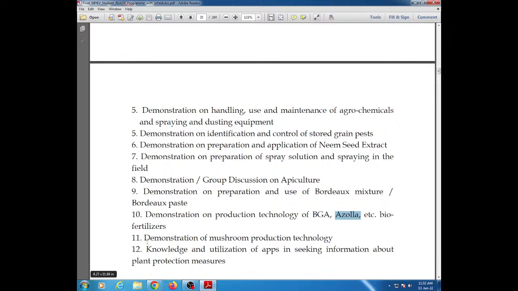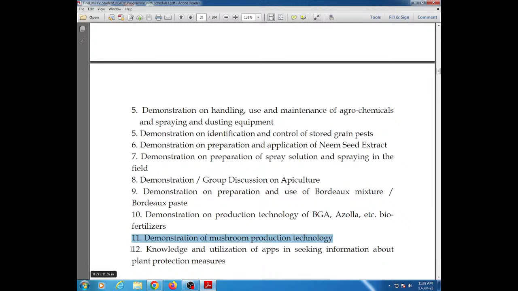Then demonstration of mushroom production technology. Here you are utilizing the farm waste for producing the mushrooms, so that can also be done, and along with that the farmers will gain the knowledge of mushroom production.